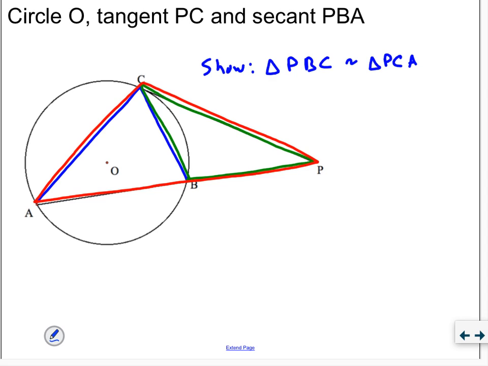So, one thing that I notice is that angle P is a shared angle. So angle P in the green triangle is congruent to angle P in the red triangle. Now I need to find another pair of angles that are congruent. And the ones that I'm going to show congruent are this angle here, angle CAP. I'm going to say that the measure of angle CAP, check out CAP, is an inscribed angle. So that's going to equal half of its intercepted arc.